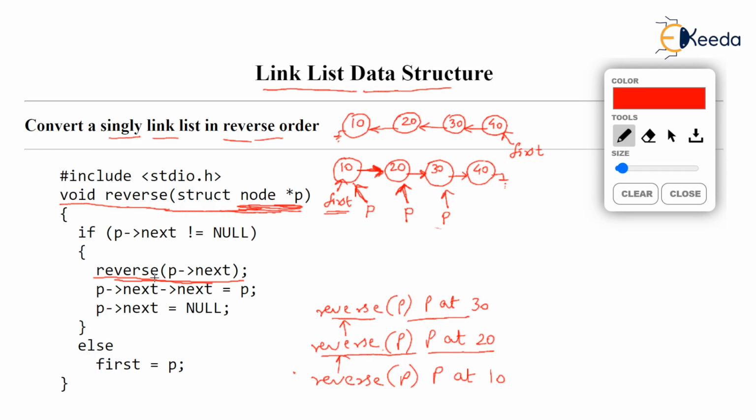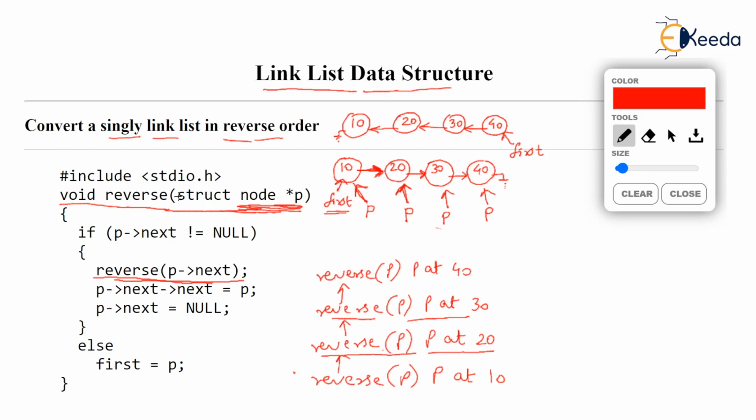Hence, we will enter the if and call reverse again with P arrow next. But P arrow next now is 30 is next, which is storing address of 40. Hence, reverse is called with parameter P with P at 40. So fresh function has begun. Pointer P now pointing at 40. So we can say now reverse is running for node 40 because P is pointing at 40.